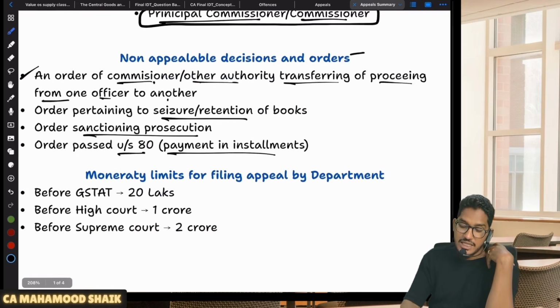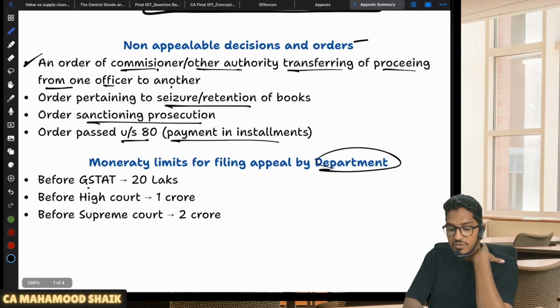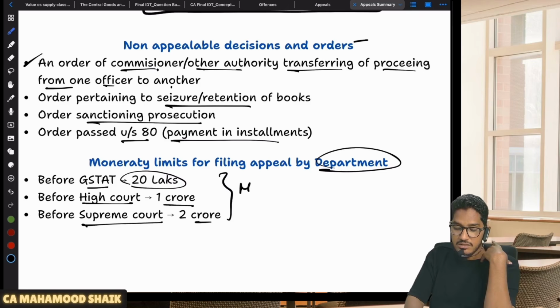And one more thing here, in case the department wants to go for appeal to GSTAT, don't go for small amounts. The GSTAT will encourage the appeal by the department only if the disputed amount is 20 lakh rupees. Similarly, if they want to go to High Court, they will encourage the appeal by the department only if the amount involved is 1 crore. For the Supreme Court, it is 2 crores. So you have to remember, these monetary limits are for the department, not for the registered person.